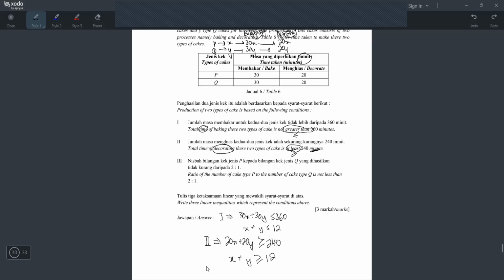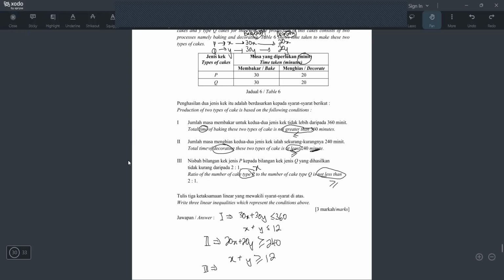Okay, for my final one, the third one. They ask ratio. Ratio can convert to fraction one, so very easy. Let's do ratio of number, not time, number. So now we can look at xy because xy represents number of cake. Number of cake P is x. So ratio of x to number of cake Q is not less than 2:1. Not less than, symbol dia bigger sama dengan. Not less than means have to more than or sama dengan.